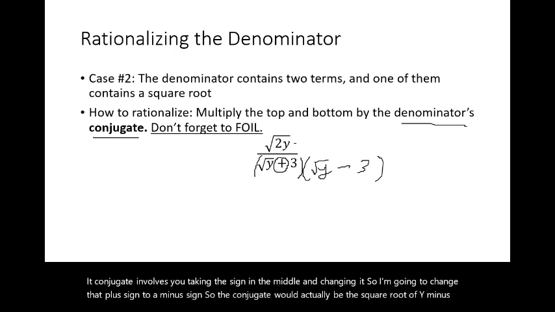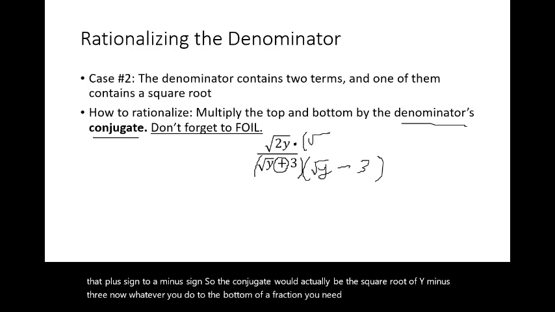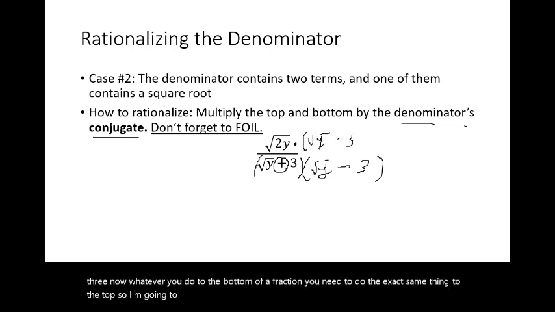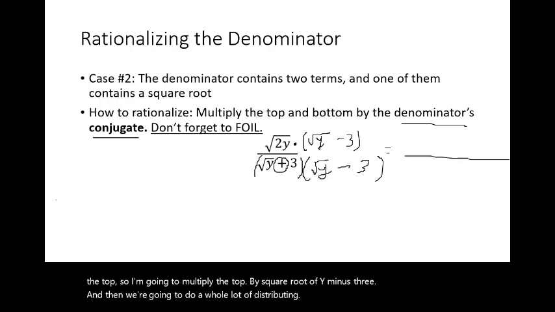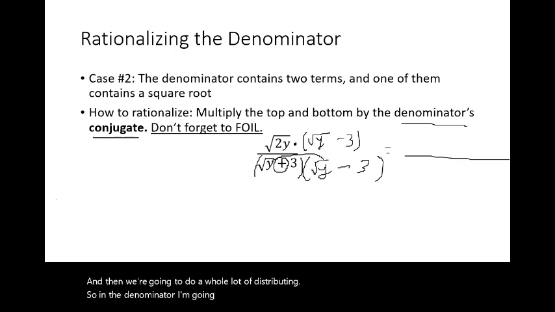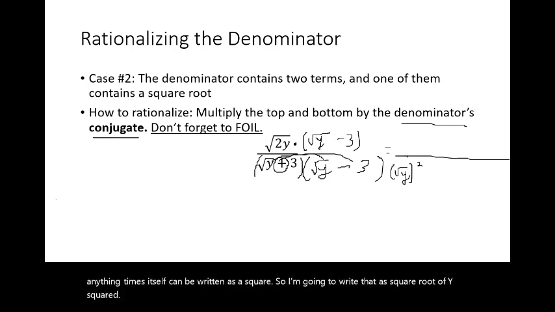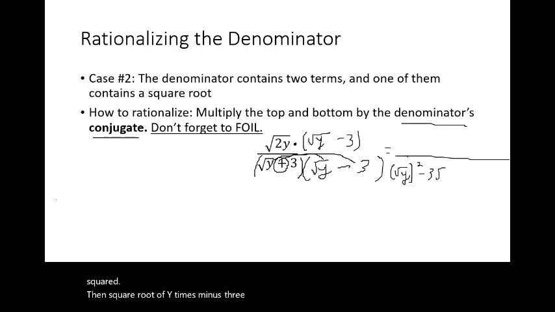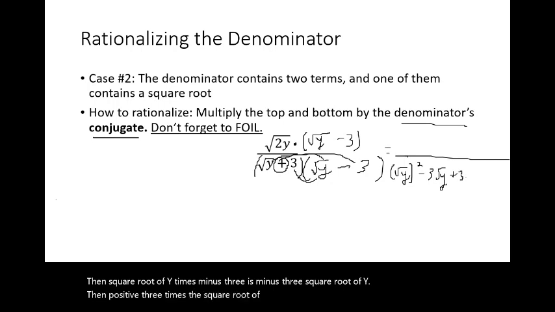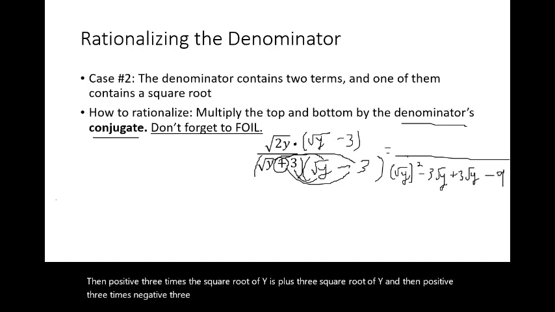Now, whatever you do to the bottom of a fraction, you need to do the exact same thing to the top. So I'm going to multiply the top by square root of y minus 3. And then we're going to do a whole lot of distributing. So in the denominator, I'm going to fully FOIL. So square root of y times square root of y, anything times itself can be written as a square. So I'm going to write that as square root of y squared. Then square root of y times minus 3 is minus 3 square root of y. Then positive 3 times the square root of y is plus 3 square root of y. And then positive 3 times negative 3 is negative 9.